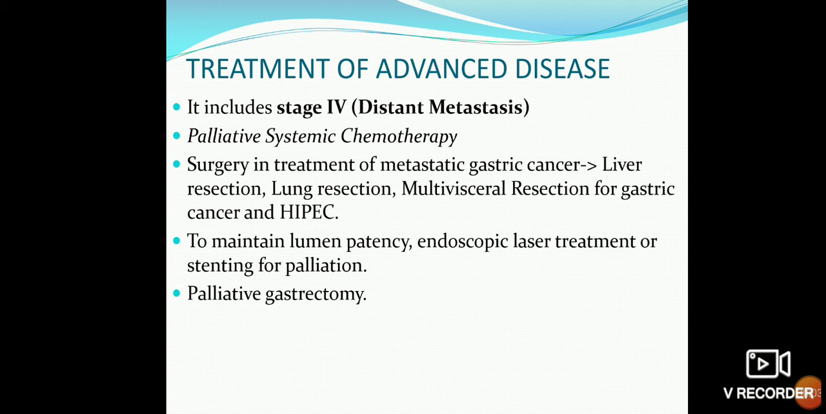Treatment of advanced disease. It includes stage 4 disease, which is distant metastasis, in which we will go for palliative systemic chemotherapy. But if there is liver metastasis or lung metastasis, then we will go for surgery such as liver resection, lung resection, or multivisceral resection of gastric cancer. Here we will go for HIPEC, the hyperthermic intraperitoneal chemotherapy. To maintain lumen patency, endoscopic laser treatment or stenting for palliation, and palliative gastrectomy such as in bleeding and obstruction.